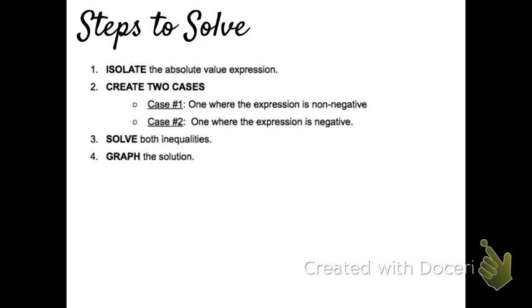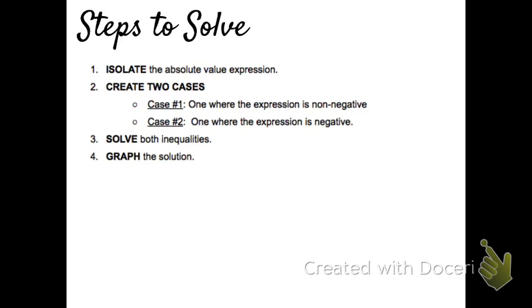And this is in your notes. There's the steps to solve these that are really similar to when we did absolute value equations. You always isolate whatever's inside that absolute value expression first, so it's the only thing on one side of the absolute value. And then you create two cases, one where the expression is not negative, one where it is negative. You solve both of those inequalities, and then finally we're going to graph them.